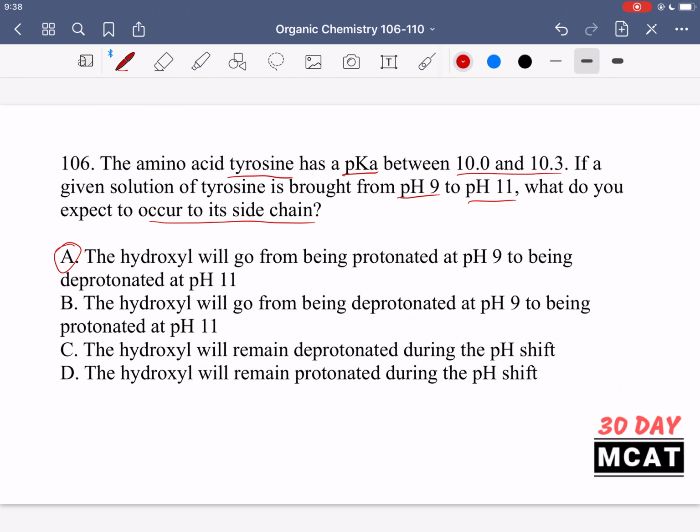Whereas option B is saying it'll go from being deprotonated at pH 9 to being protonated at pH 11. That doesn't make sense because that's backwards. When we have a lower pH, we have a more acidic environment, so it's going to be protonated in that environment. Option C is saying the hydroxyl will remain deprotonated during the pH shift. No, if you understand what pKa means and what these pH shifts are telling us, then you know that there's a change. And likewise, D is incorrect. It's not completely protonated the entire time.